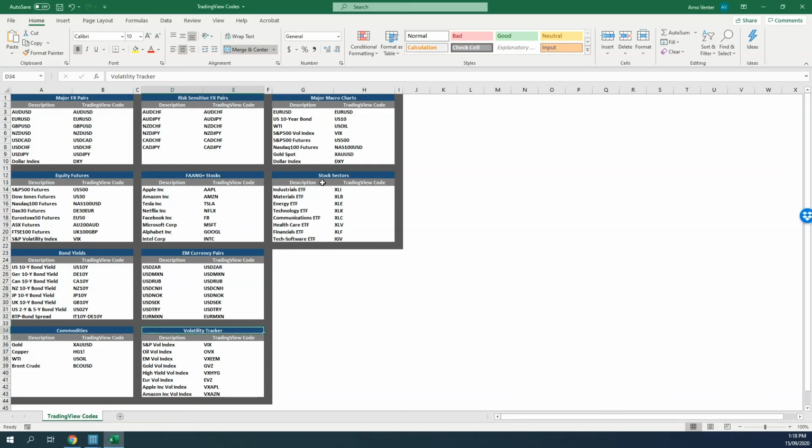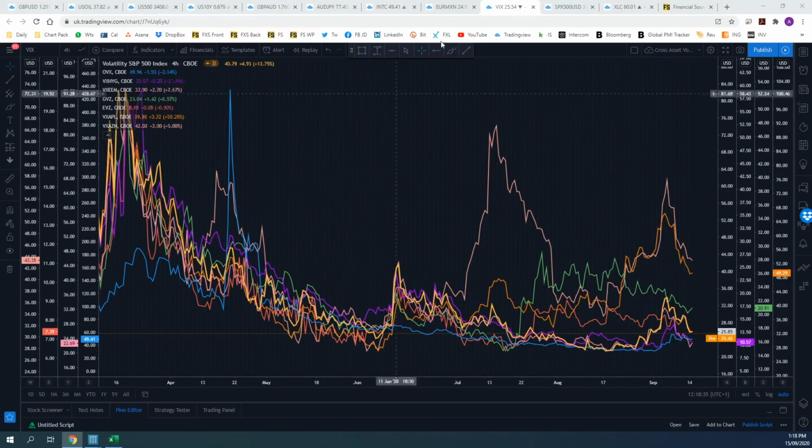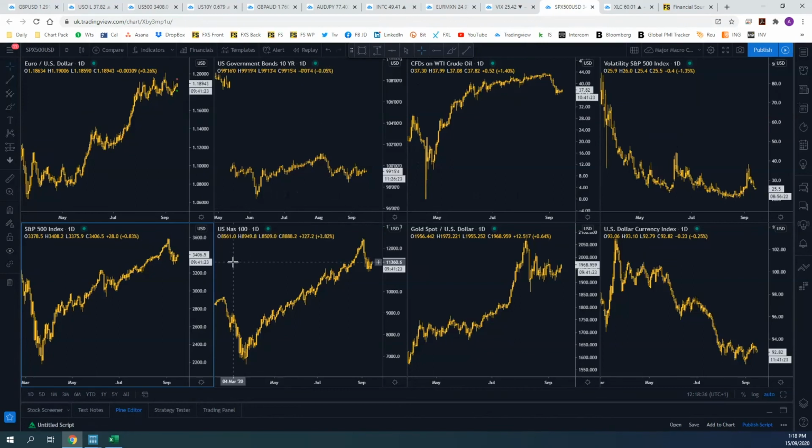And then we also have the major macro charts, very simple one here. We've just basically grouped all the major macro market charts together. So that'll be the euro dollar, the dollar index, the VIX, the S&P, US 10-year bond, gold, etc. Just giving you a quick overview of what the markets are doing all in one screen.